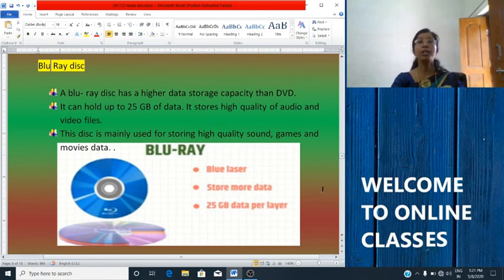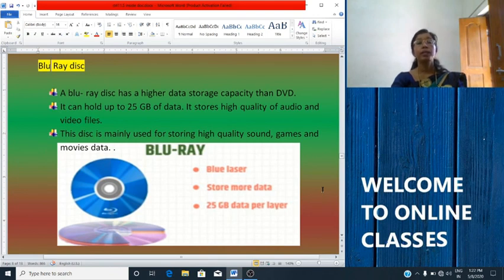It stores high quality of audio and video files. This disc is mainly used for storing high quality sound, games and movie data. The name Blu-ray disc is derived from the blue violet laser that is used to read and write data on it. So, I think you have seen the picture of a Blu-ray disc, isn't it?